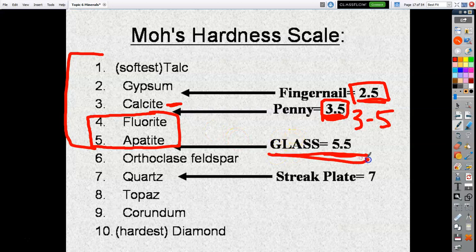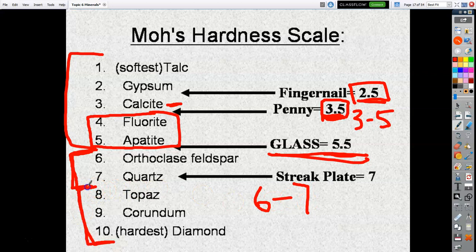If it scratches glass, obviously it's higher than a 5.5. It's like a 6 or a 7. On the back of the reference table, the minerals only go up to 7. So whenever you use minerals and they come out scratching glass, you're just going to call it automatically 6-7. There's no 8s, 9s, and 10s.